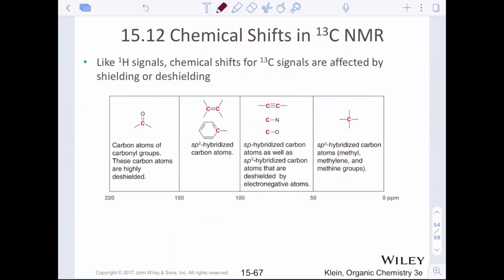Like the proton signals, chemical shifts for carbon-13 NMR are affected by shielding or de-shielding. Again, the same way, sp3 hybridized carbons are usually down here at the 50 to 0 ppm range. And then sp hybridized and sp3 hybridized with de-shielded, some electronegative atoms appear in the middle. So our triple bonds and carbons to nitrogens, carbons to oxygens. sp2 hybridized carbon atoms are in between 100 and 150 ppm. And then our carbonyl compounds are between 150 and 220.